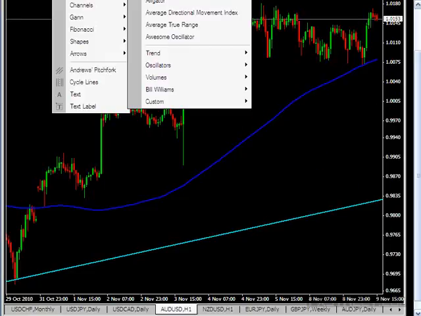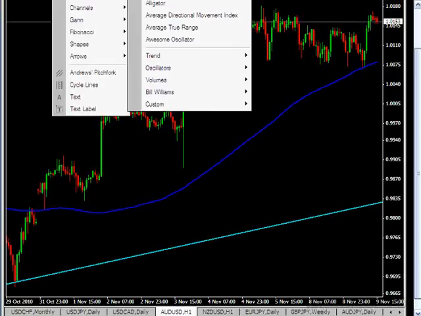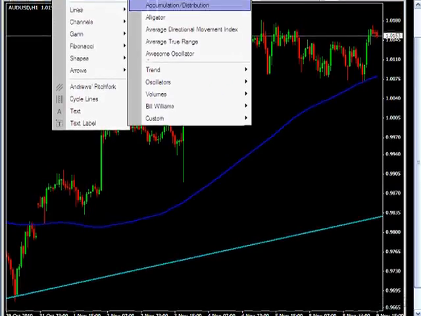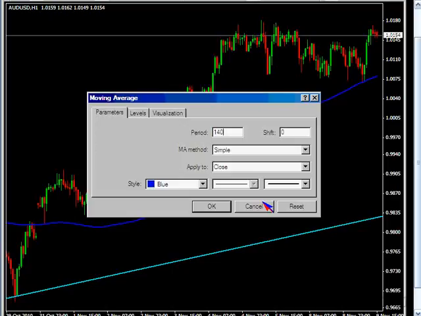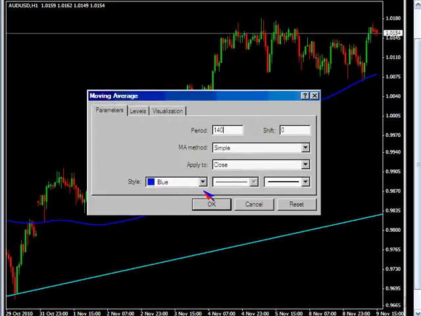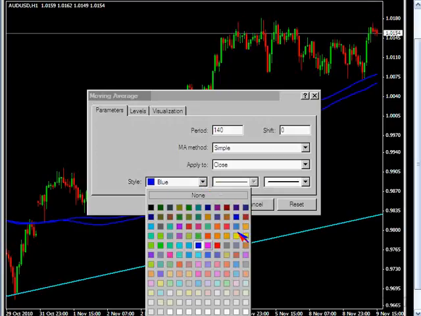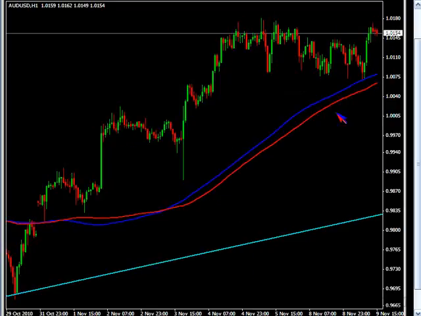I will use a longer moving average to approximate where the protective stop should be placed. 127, let's say a 140, and we can see here, that's the blue. Let's make this red now. Red is here, and that would be approximately, just visually to demonstrate where the protective stops would be.